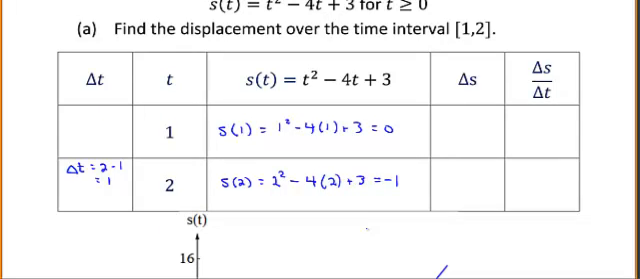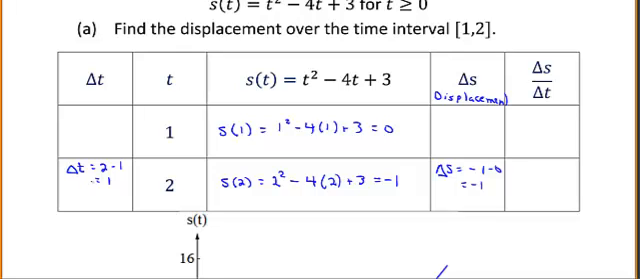So notice that basically our displacement is delta S. This is the displacement, and that's going to be negative 1 minus 0, which would be negative 1. The displacement is basically just the change in position, whether it be positive or negative.